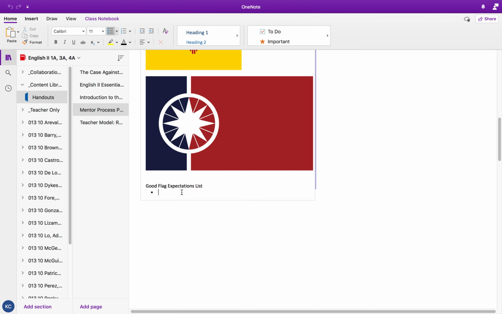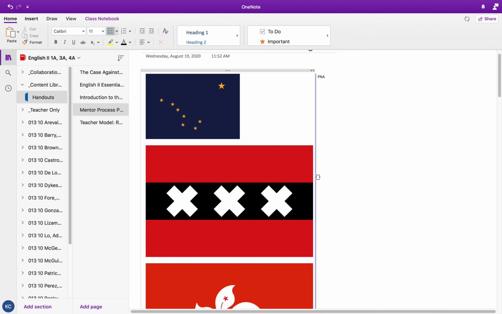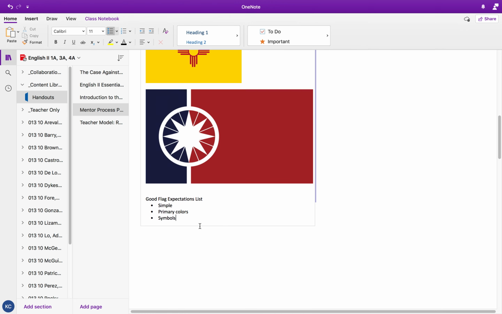We might say that good flags are simple. We might say that they use primary colors. They use universally recognizable symbols that mean something to the country. And very good flags, as we know, have crisp lines because they're so simple.